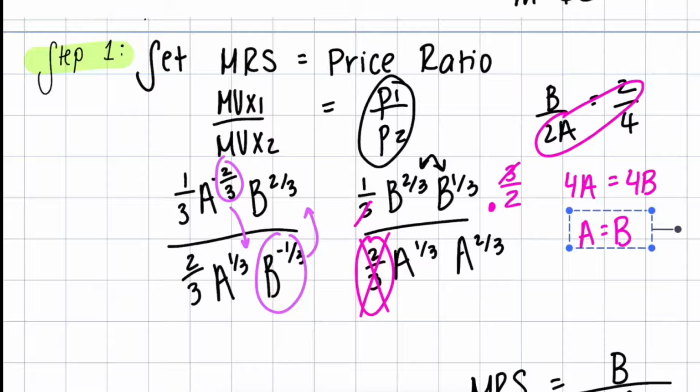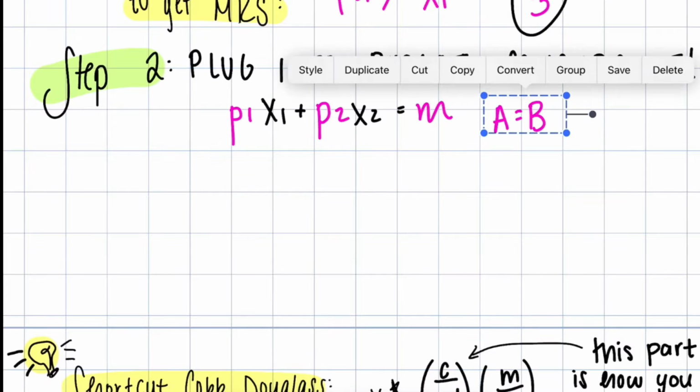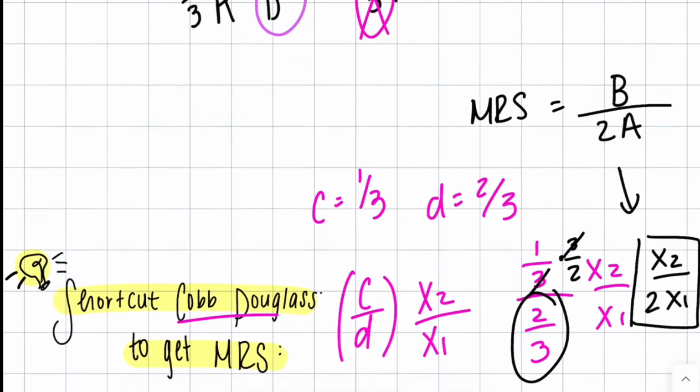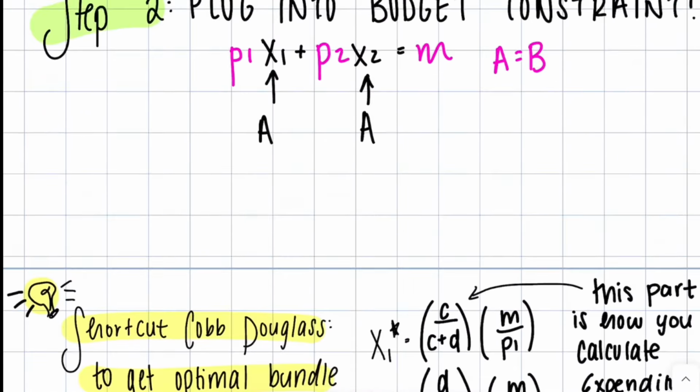This is helpful because our second step for pretty much all the preferences is to just go ahead and plug it into the budget constraint. Since they are both equal to one another, I'm going to plug in a for both x1 and x2, and then I can solve for a. So we know the price of 1 was equal to 2 and price of 2 is equal to 4. So we have 2a plus 4a equals that income of 60. And so then we have a is equal to 10.